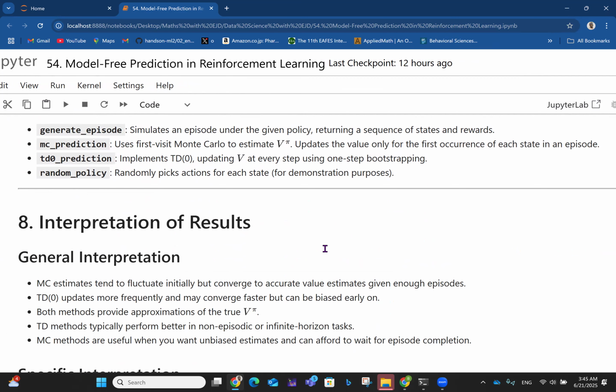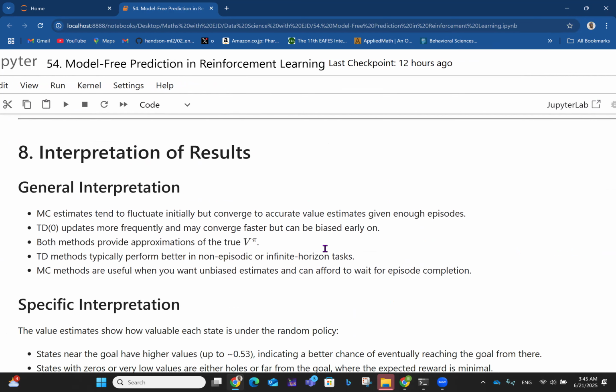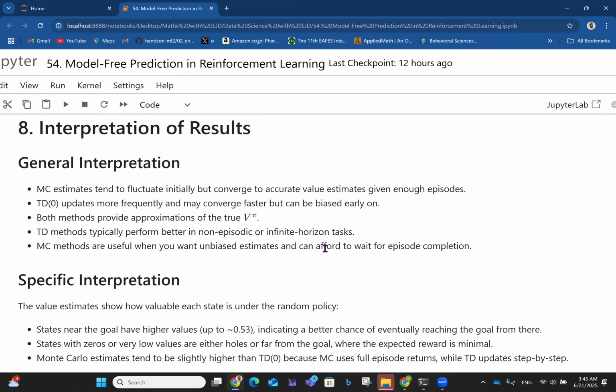And then you have the random policy, which randomly picks actions for each state for demonstration purposes. So the interpretation of the results now, the general interpretation is that Monte Carlo estimates tend to fluctuate initially, but converge to accurate value estimates given enough episodes. Then the temporal difference prediction updates more frequently and may converge faster, but can be biased early on. Both methods provide approximations of the true V pi.